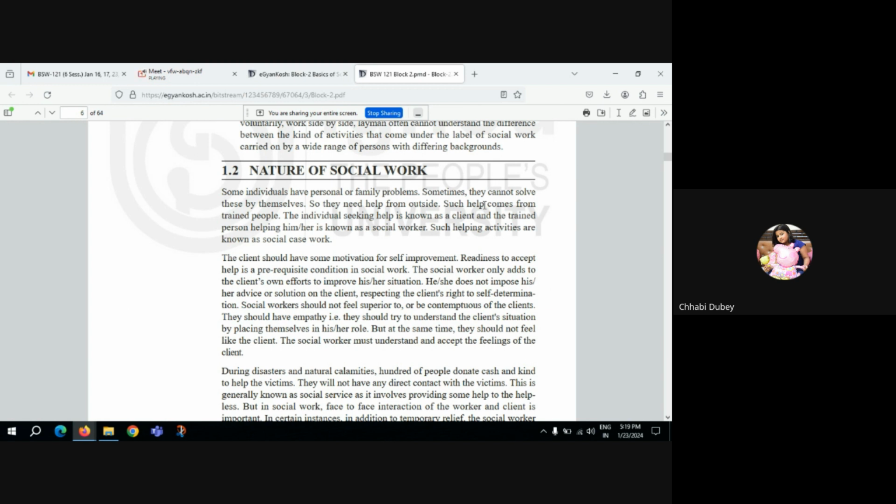Then we come to the nature of social work. What exactly is the nature of social work?